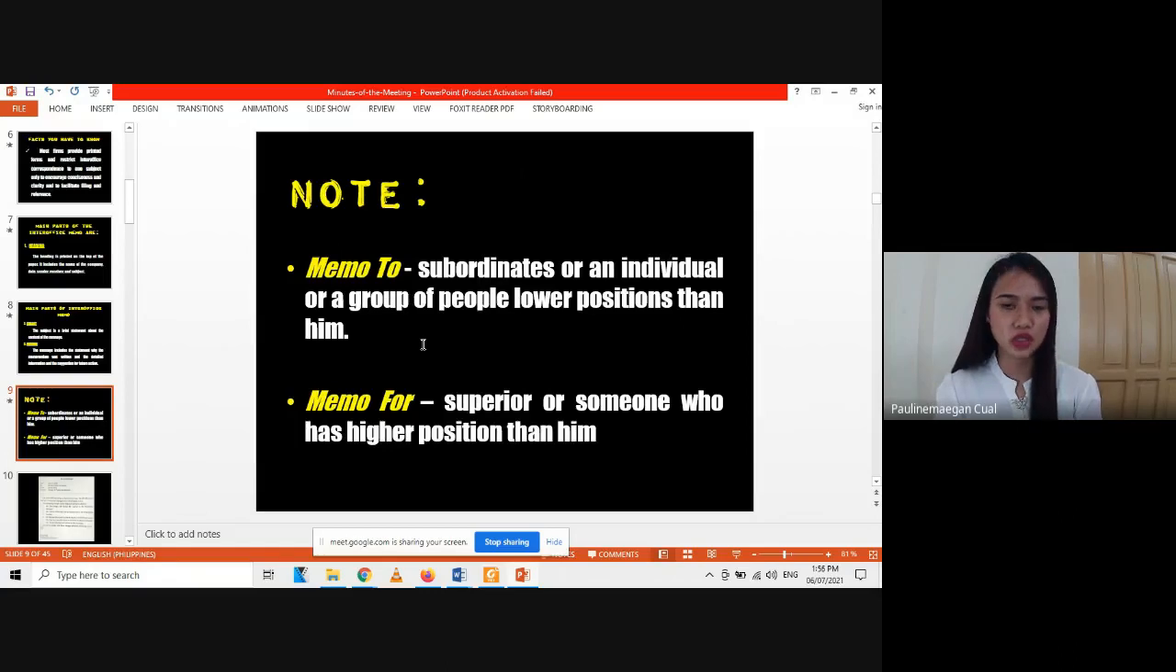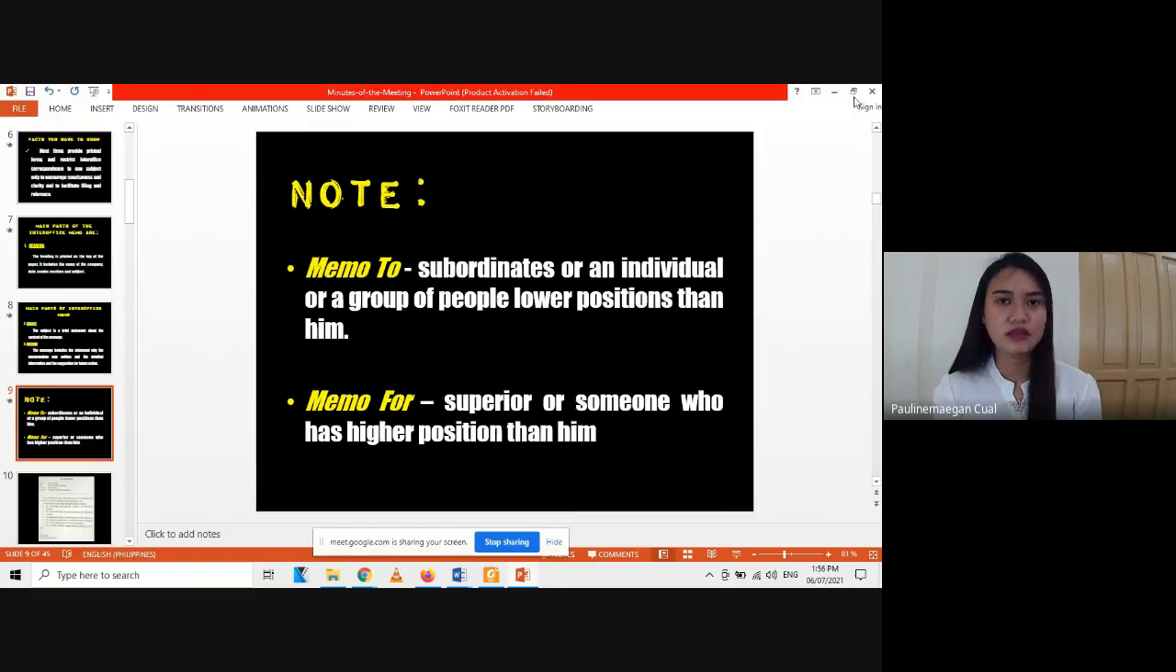And I just want you to know that it doesn't mean that when you receive a memo that is already a negative thing, that maybe you have violated something or that serves as your punishment, but this one is given to simply disseminate information to all. And it doesn't mean that if you are of lower rank, you can no longer write a memo to someone superior to you, but that's also possible. That is why there is a differentiation between Memo To and Memo For.